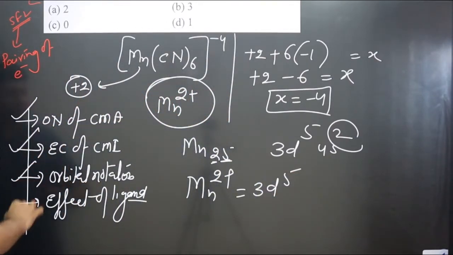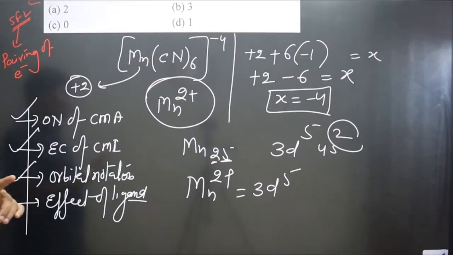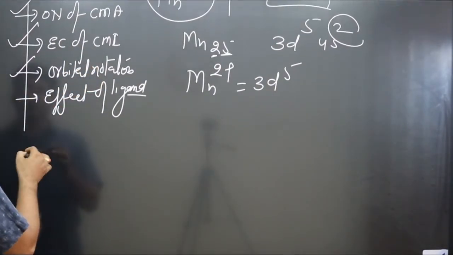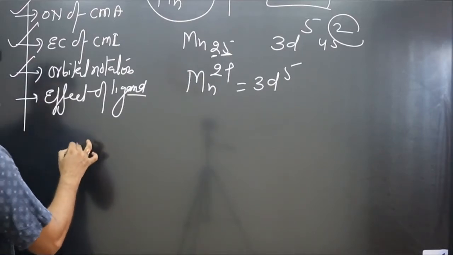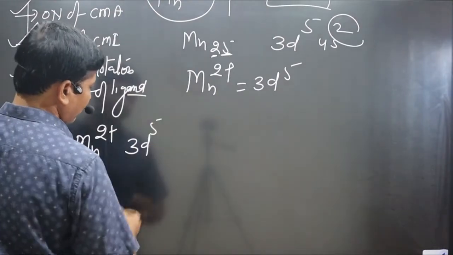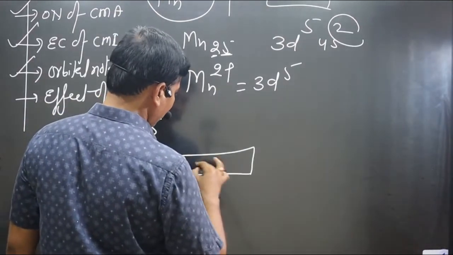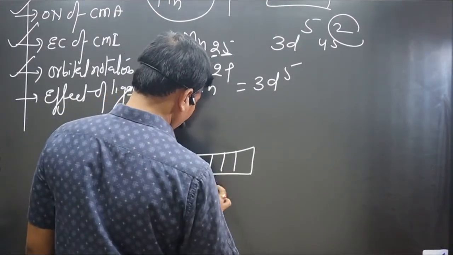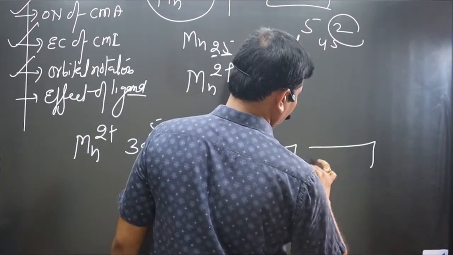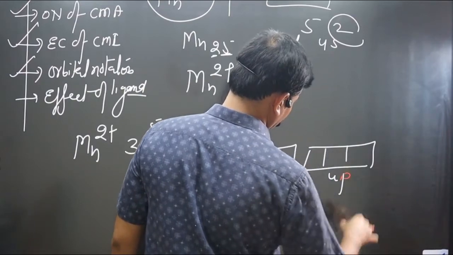Then we move to the orbital notation. Before writing the orbital notation, you should consider the effect of ligand. So let's complete. Third step, orbital notation. So this is Mn 2+. The electronic configuration is 3d5. For the d orbital, how many boxes? 5 boxes are there. Then empty orbitals, 4s. Then we have the next, 4p.